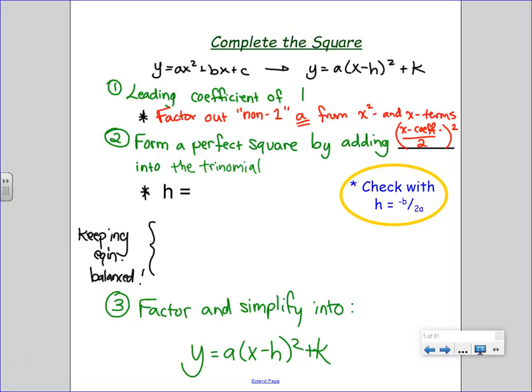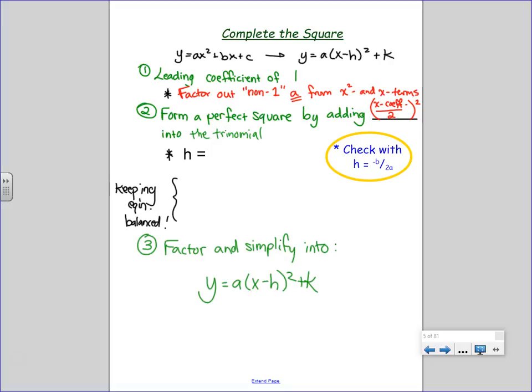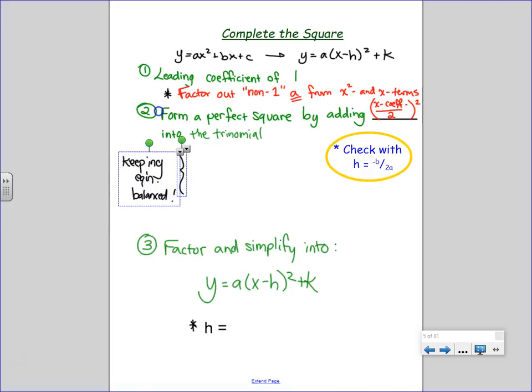And a quick hint, if we're trying to get to x minus h squared, after we put this special part in, and when we go to factor and simplify, actually, you know what? That belongs in that step a little bit more. It's okay, just erase the H and make your brace a little bit taller.